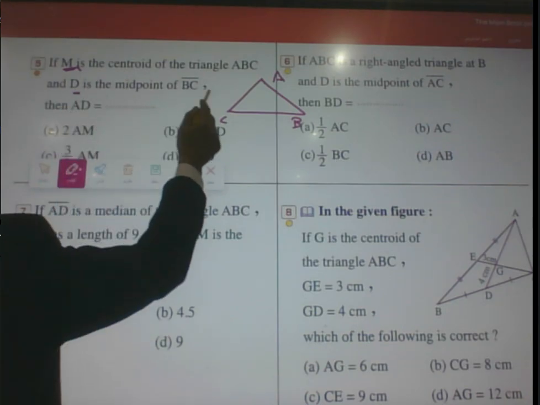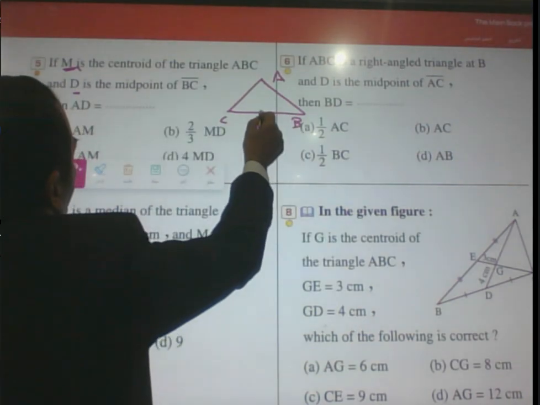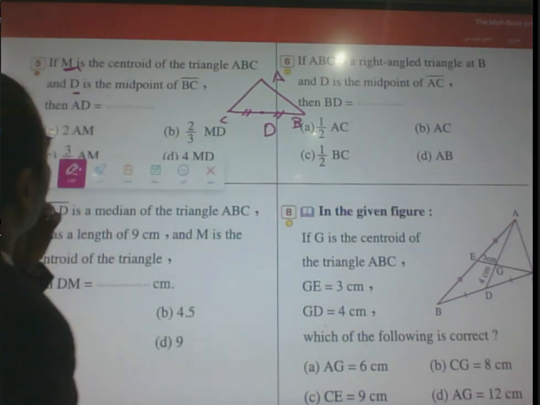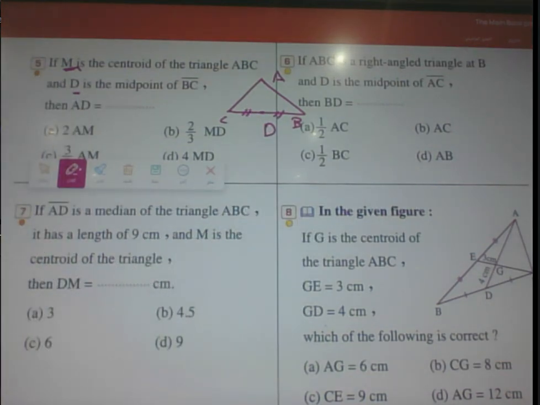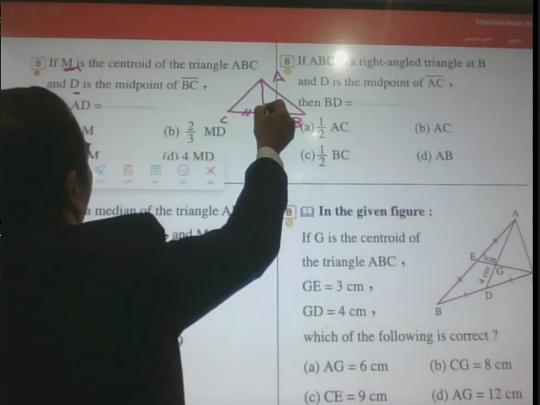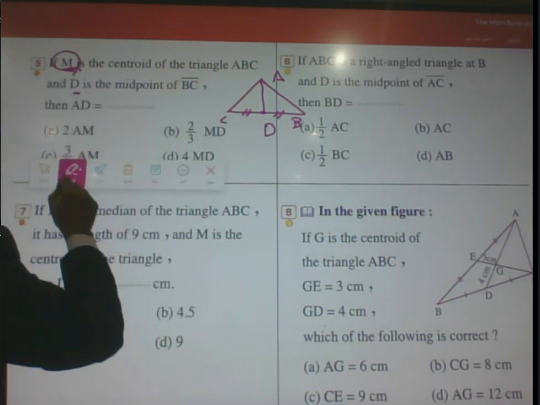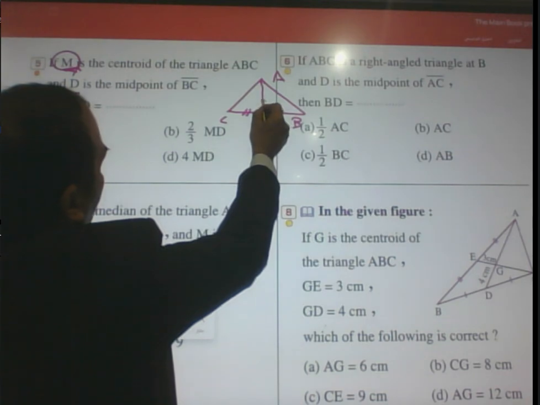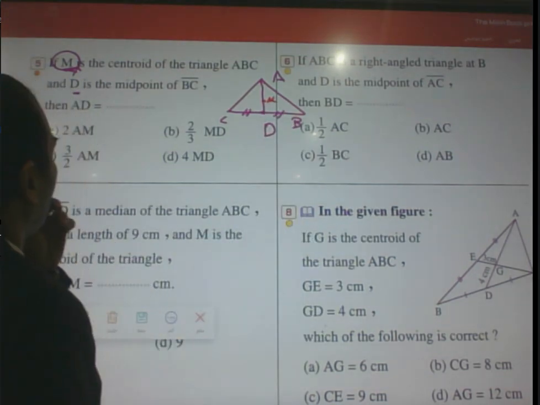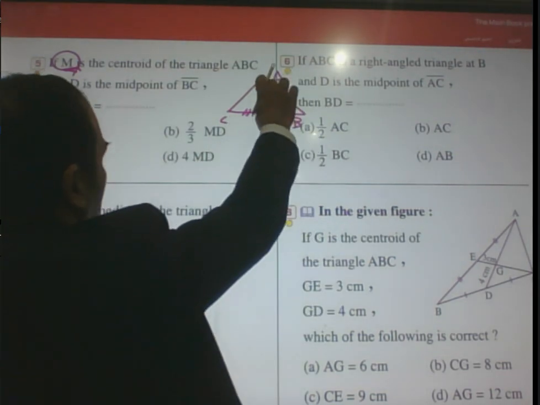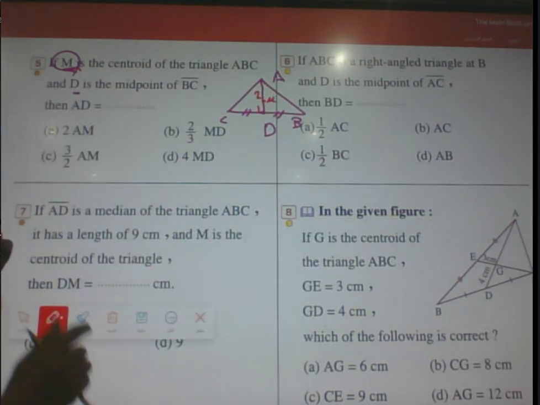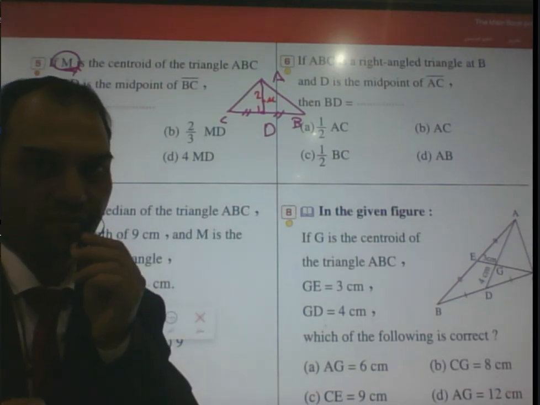D is the midpoint of BC. Look here, D lies at the midpoint of CB. Then if we draw AD, M is the centroid point also. Look here, we have M, the centroid point. We know the ratio between AM to MD will be 2 to 1, because the centroid point divides the median into 2 parts, with the ratio 2 to 1 from vertex to the base.